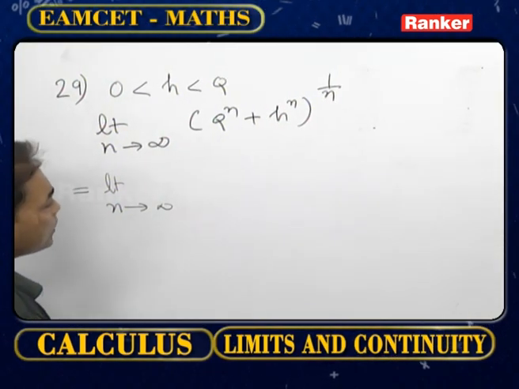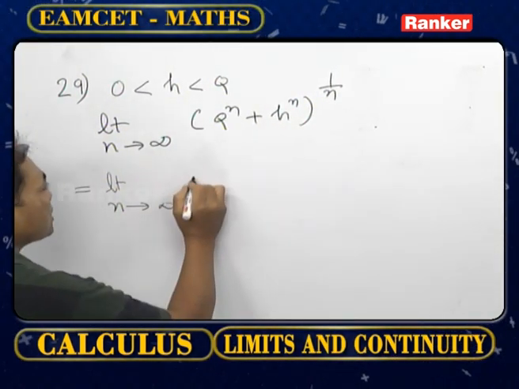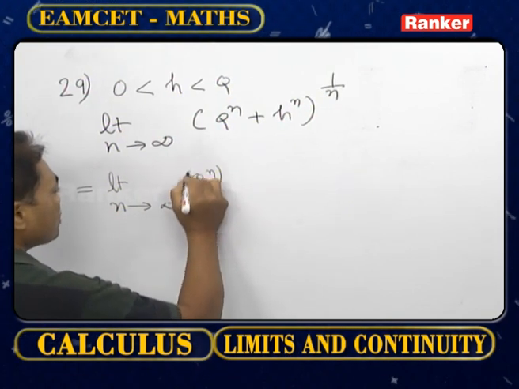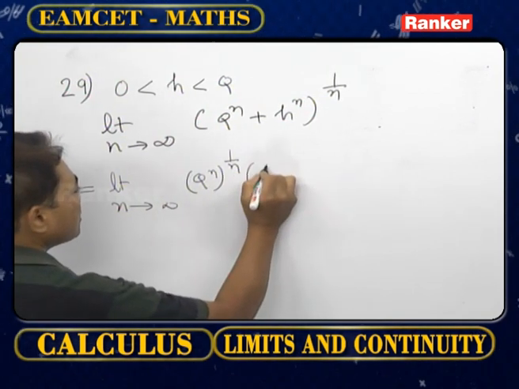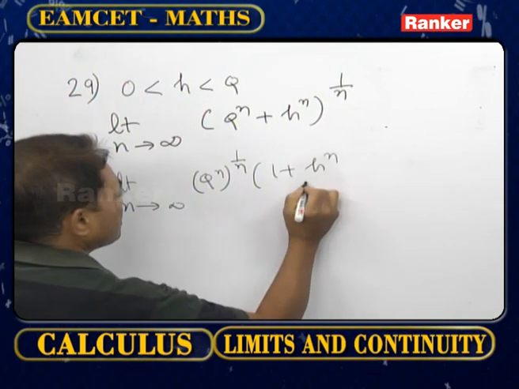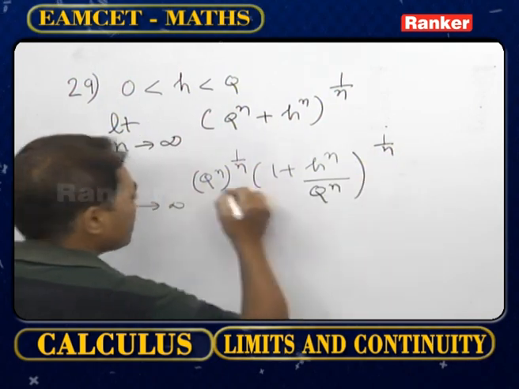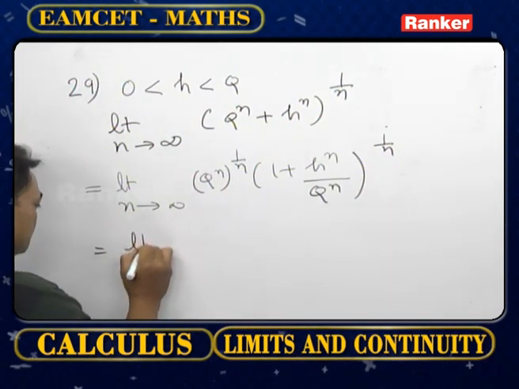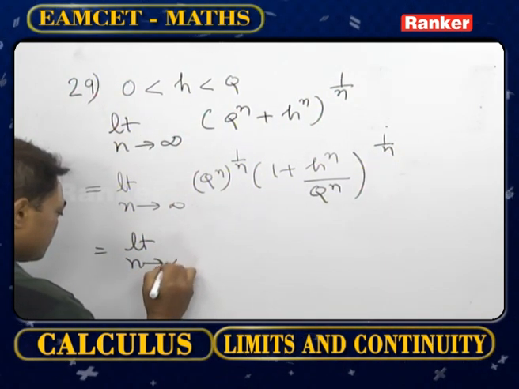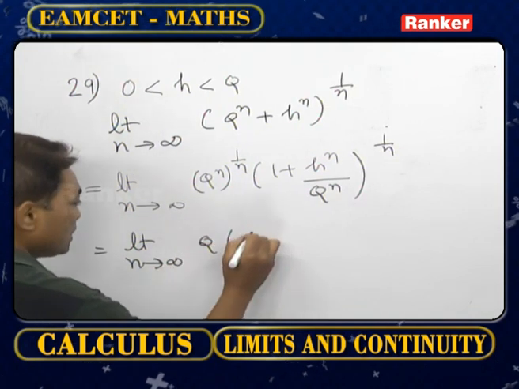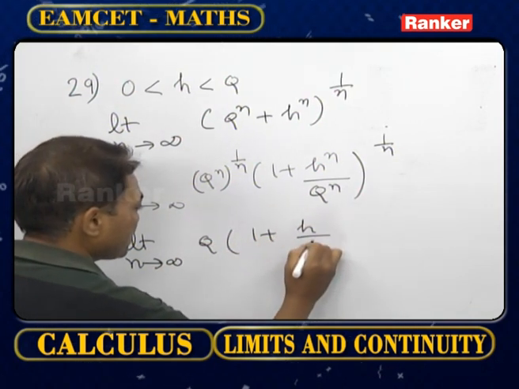h is less than q. So, let us take q common: q power n times (1 plus h power n by q power n), whole power 1 by n. So, n cancels, it becomes q times (1 plus (h by q) power n) power 1 by n.